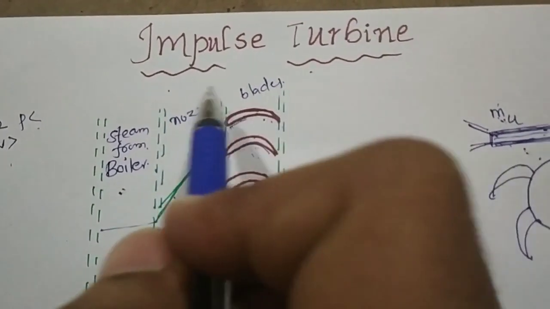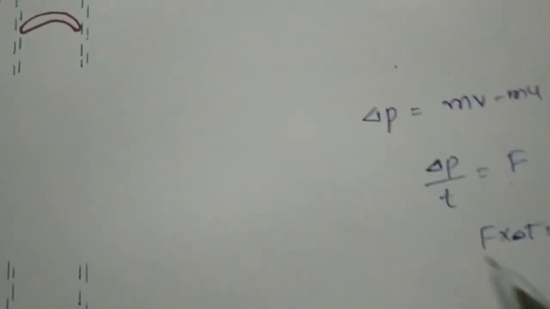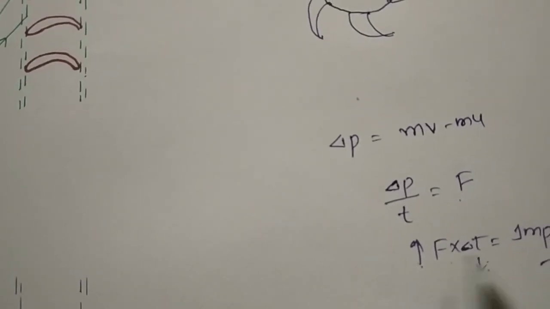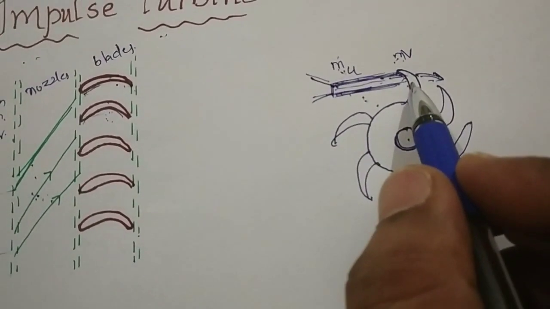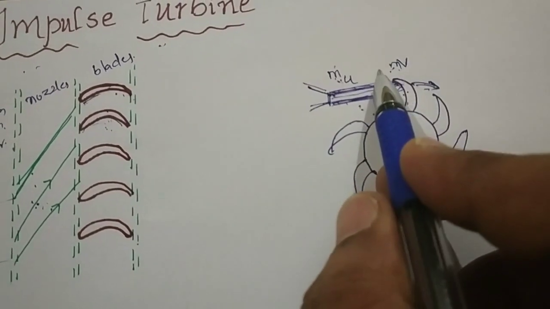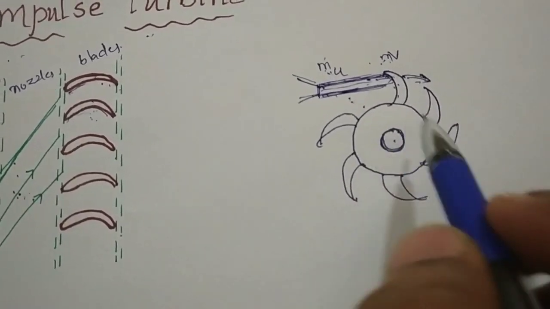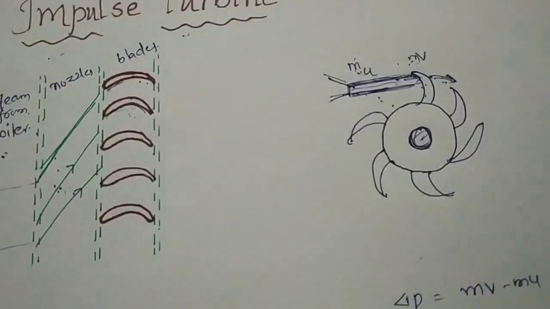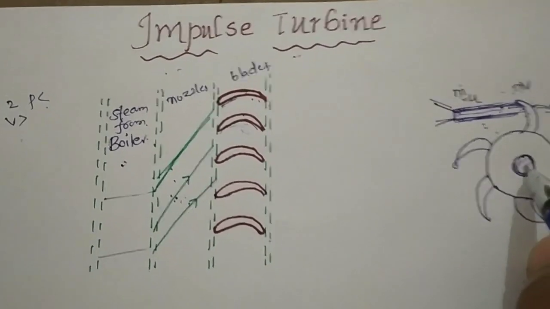I think everybody got clarity on why it is named an impulse turbine. In other words, impulse means a large amount of force applied in a short interval of time. That means here a large amount of force is applied on the blades in a short interval of time. That's why that force is called an impulsive force. Because of the impulsive force, the rotor rotates. The rotor is attached to a shaft. From that shaft we get the power, or it is coupled to the generator from where we get the electricity.